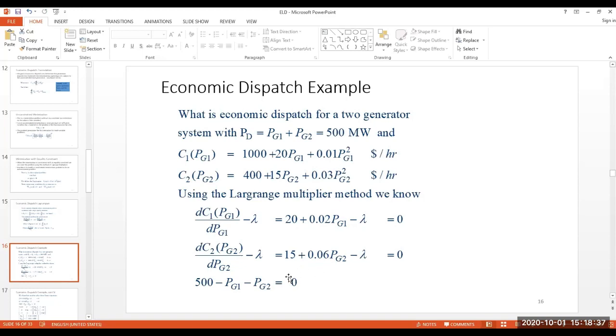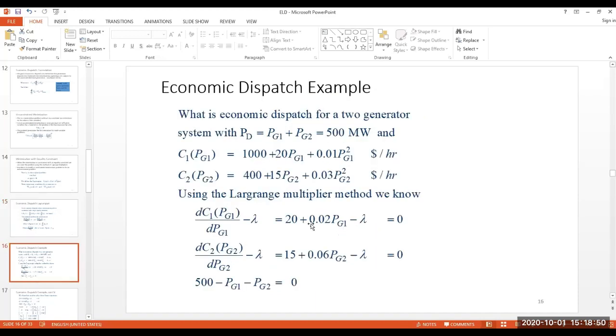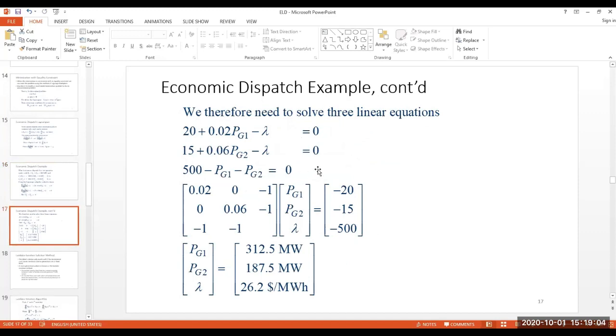And the third condition is coming because of this. The first two equations are coming because of this. The third equation is simply the equality constraint re-appearing here. So this is the third condition. How many unknowns? 3 unknowns. You have to calculate PG1, PG2, and also lambda. So 3 equations, 3 unknowns. You can simply use the matrix formulation, which I have used here.